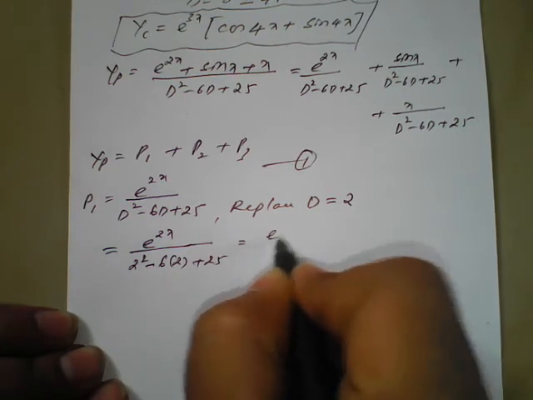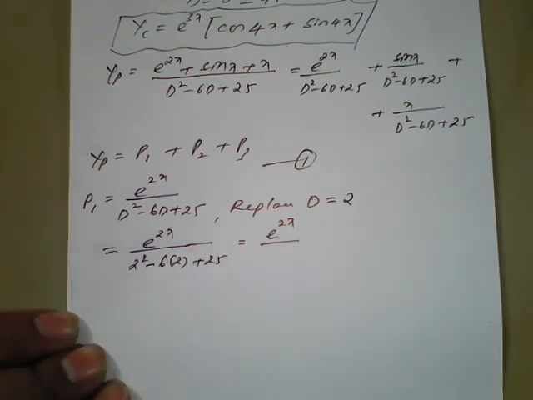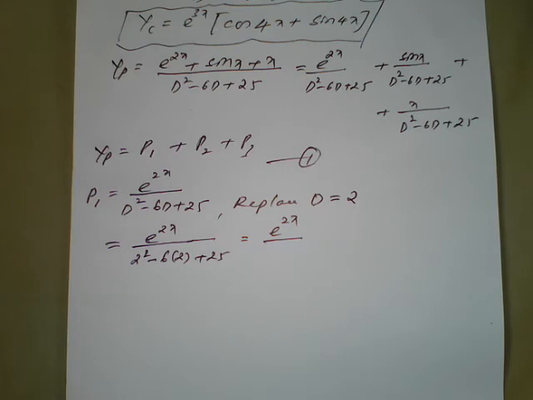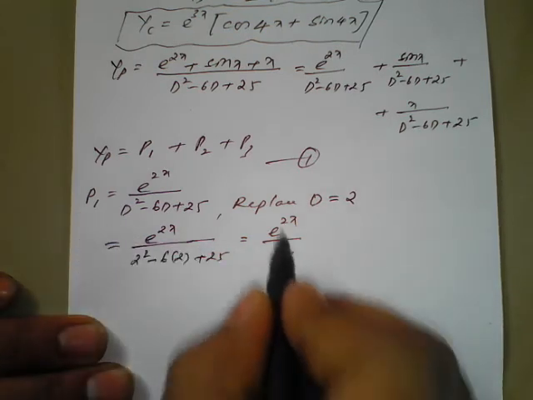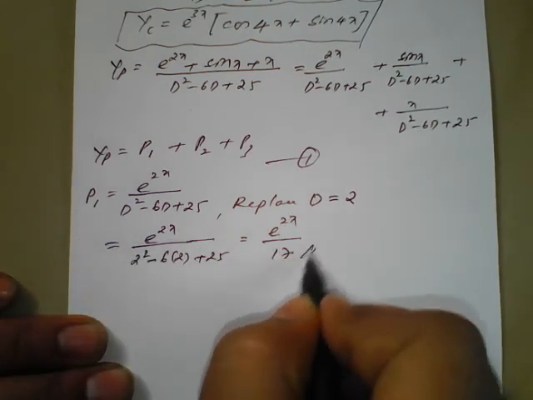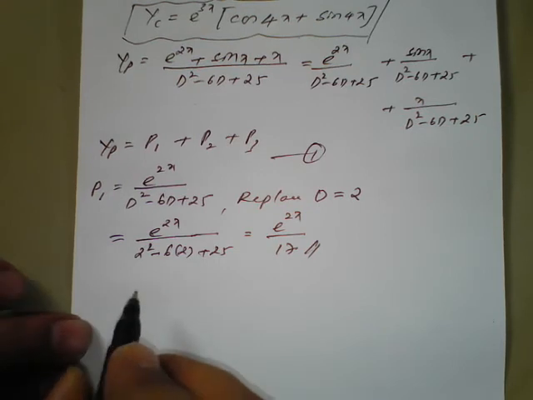So simplify, e raised to 2x divided by... so 2 squared is how much here? 4. Okay, 4 minus 6 times 2 is 12, plus 25, so it will be 17. So we got the first answer P1 as e raised to 2x upon 17. Similarly, we'll work out P2.